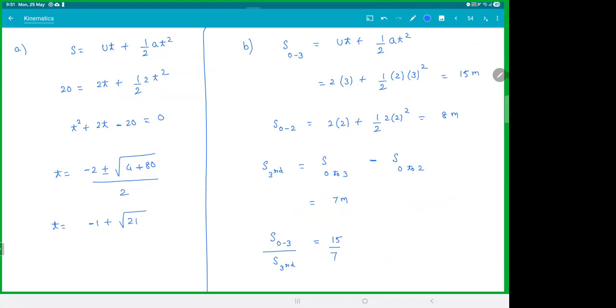All clear with this? Radhika? Dhruv? Clear with this? Anish, you got it anyway. Manav, clear with this? Rohit? Yukti? Soumya? Shreya?